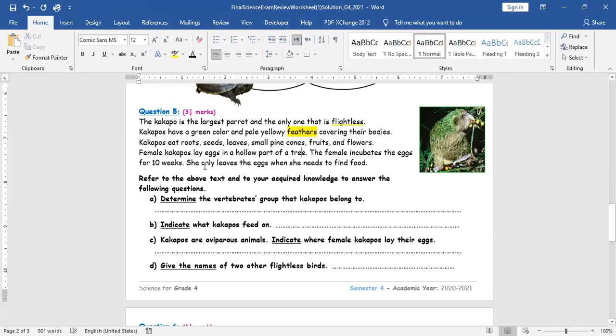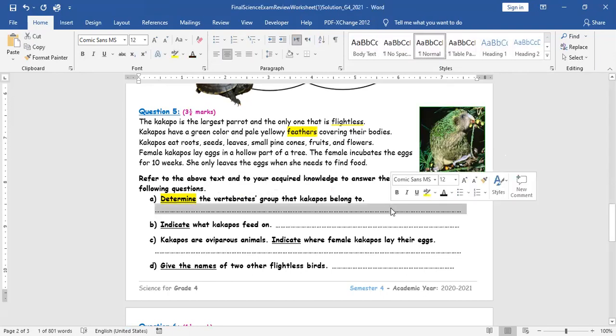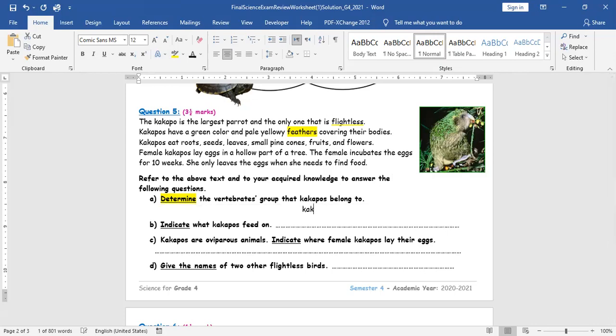Female kakapoos lay eggs in a hollow part of a tree. The female sits on the eggs for 10 weeks, and she only leaves the eggs when she needs to find food. Determine the vertebrate group that kakapoos belong to. Pay attention. We have to determine, so we have to tell why. So as you can see, this is an animal with a beak and covered with feathers. So it belongs to the bird group. So kakapoos are birds because, don't forget to tell what, they have feathers and a beak.